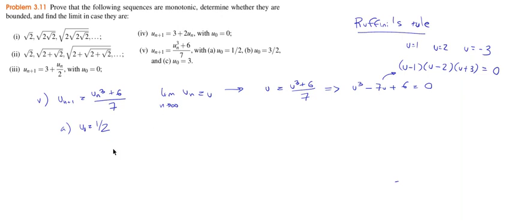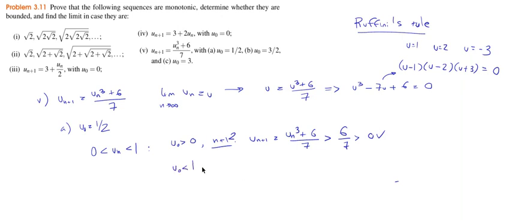Now if we start at 1/2, I'm going to try and see if I can prove that the sequence is bounded by 0 and 1. Let's see. For u sub 0 greater than 0, that's true. Let's assume it's true for u sub n, and what happens with u sub n plus 1? U sub n plus 1 is u sub n cubed plus 6 over 7. If we assume u sub n is greater than 0, then this is greater than 6/7, which is greater than 0. So we have proved it.